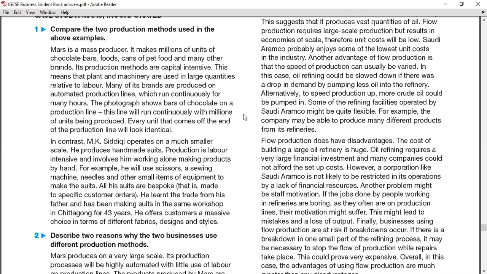In contrast, Mr. Siddiqui operates on a much smaller scale. He produces handmade suits. Production is labor intensive and involves him working alone, making suits by hand. For example, he will use scissors, a sewing machine, needles and other small items of equipment to make the suits. All these suits are bespoke, that is, made to specific custom orders. He learned the trade from his father and has been making suits in the same workshop in Chittagong for 30 years. He offers customers a massive choice in terms of different fabric, design and style.